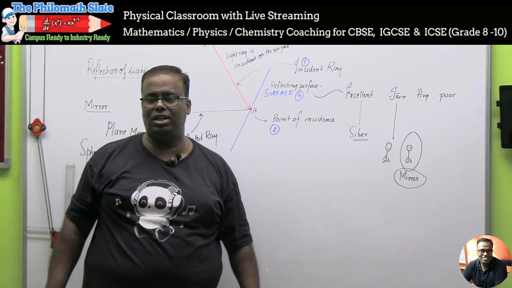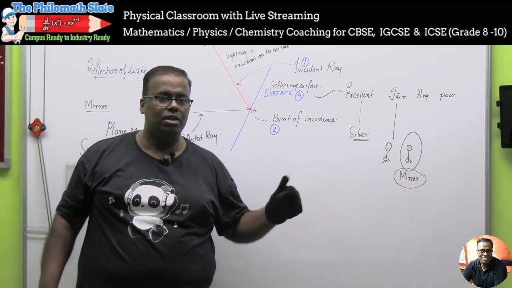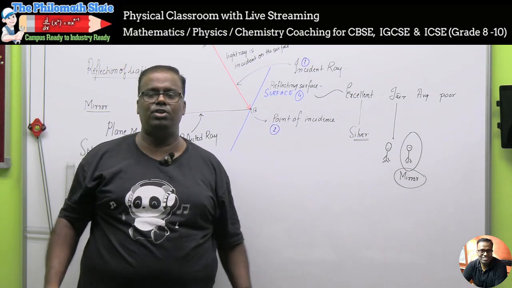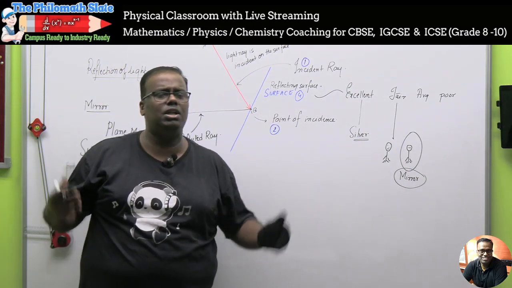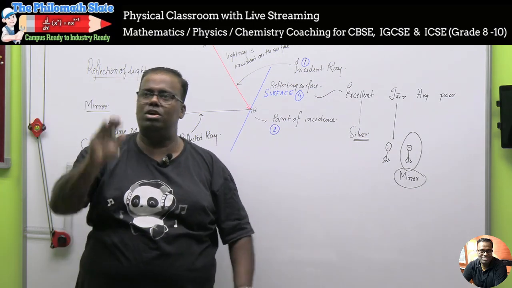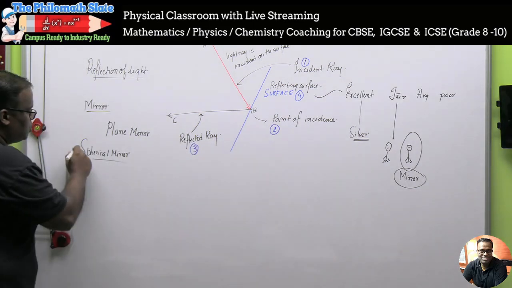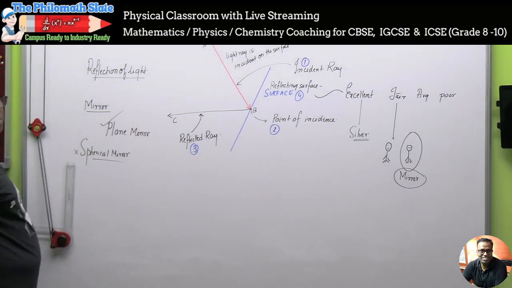Those we don't study in grade 8. We'll study in grade 9. These we call spherical mirrors. Why? They are a part of a sphere. What is a sphere? Something like a football. So imagine a football of a mirror. We cut a portion from there and made it, that is called a spherical mirror. In grade 8 there is no need to study this. We're going to study only about plane mirror, right?